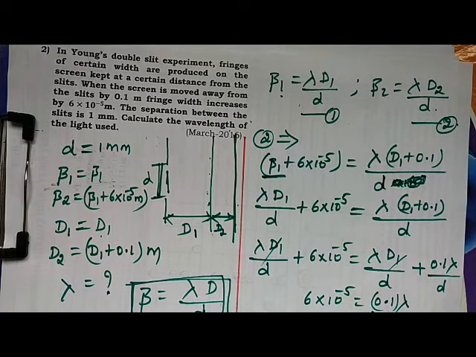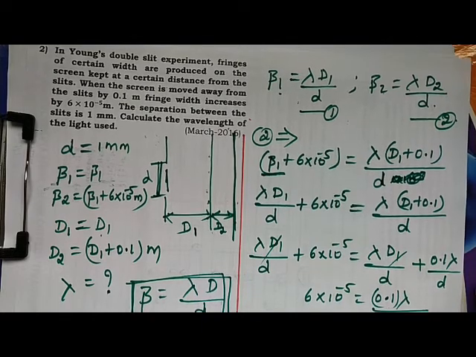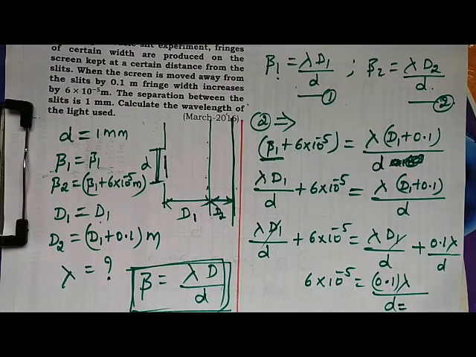So now we can substitute that d value. This d value equals how much? He's saying 1 millimeter. So look at that, d value is 1 millimeter, so 1 into 10 to the power of minus 3. So here this becomes 6 into 10 to the power of minus 3 and minus 5, so 10 to the power of minus 8. 6 into 10 to the power of minus 8 divided by 0.1.